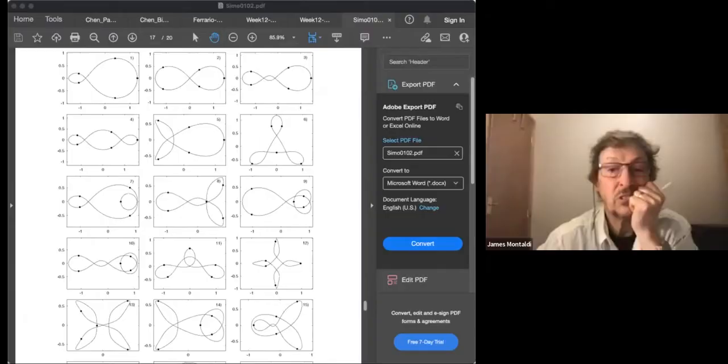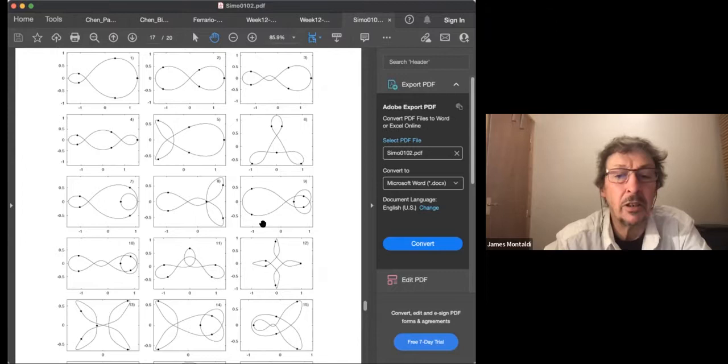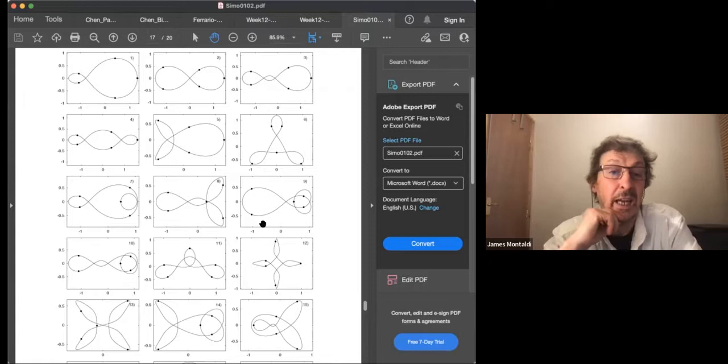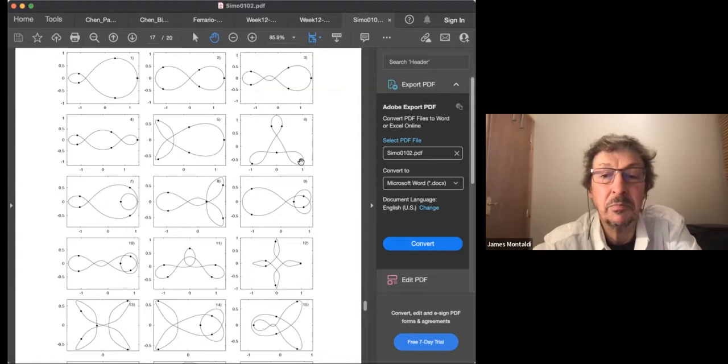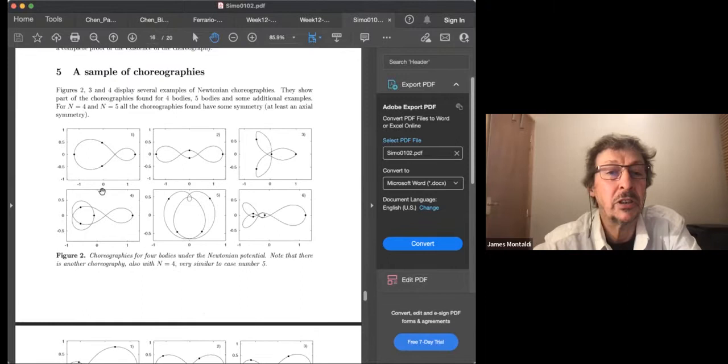So a guy called Carles Simó at Barcelona, who's a dynamical systems person and numerical analyst, who does a lot of very careful numerics, was visiting Chenciner for his sabbatical and sat down with his computer and produced a whole slew of possible curves in this paper. So here's four.